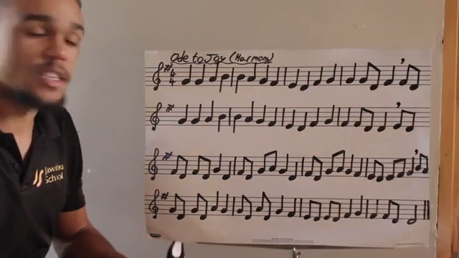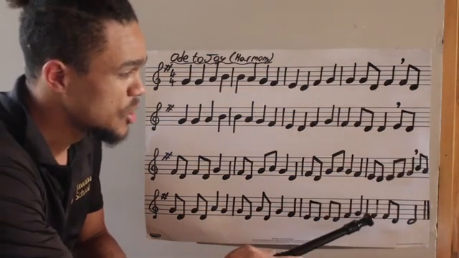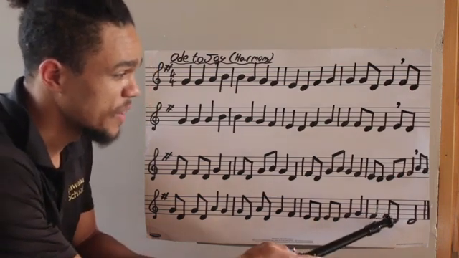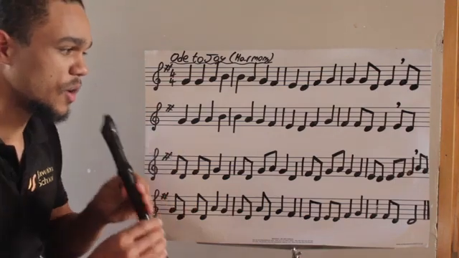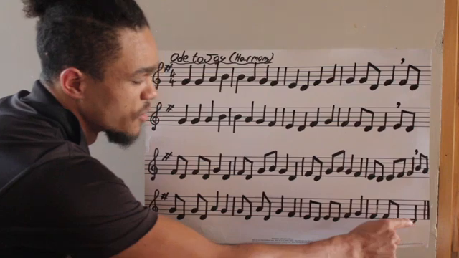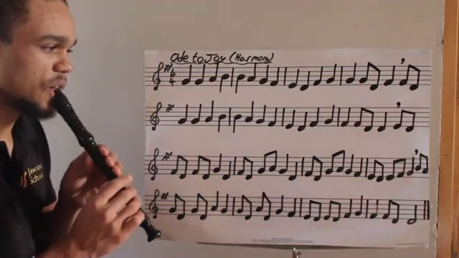So let's take it to that last bar. We have a F sharp, D, D. All right, so let's try to play that F sharp, D. 3, go. And then we hold that D for 2 beats. 3, go.